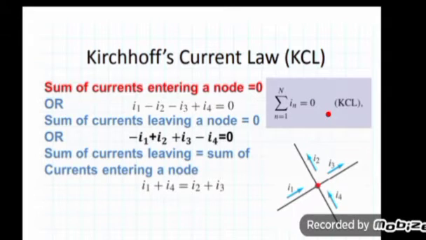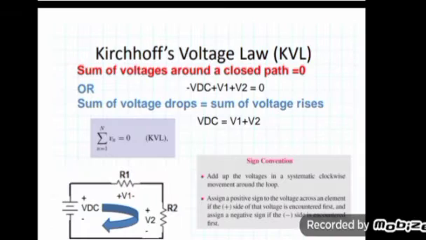Now let's talk about Kirchhoff's voltage law. This is Kirchhoff's voltage law, and it says that the sum of the voltages around a closed path should be equal to 0, or the sum of the voltage drops should be equal to the sum of the voltage rises. Okay, first of all you have to understand that this is the entire electrical network circuit I have shown here.